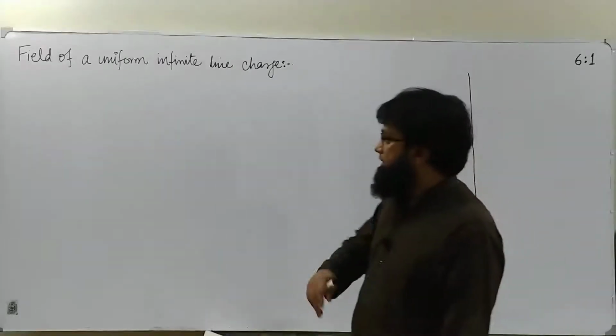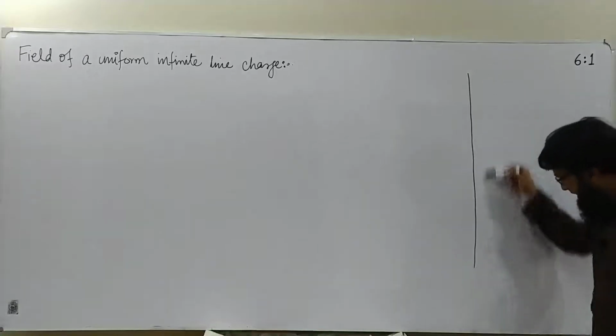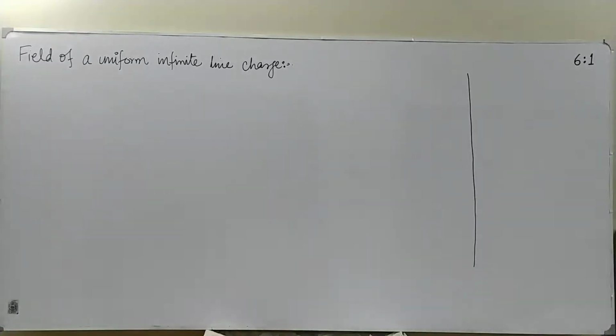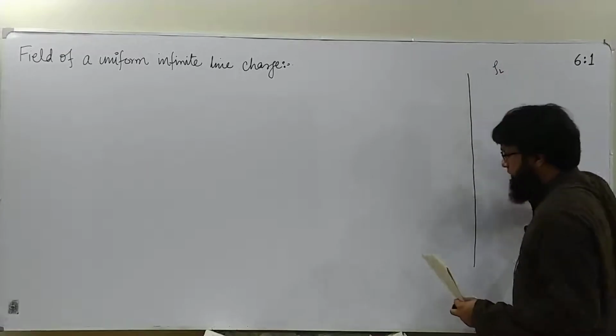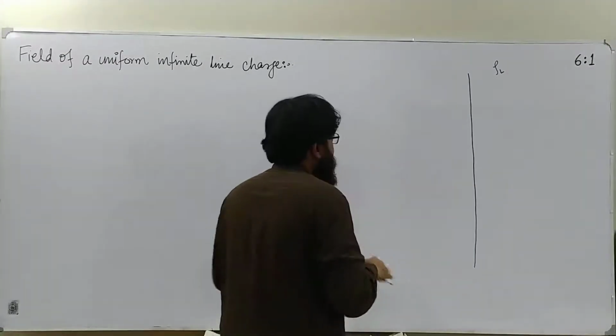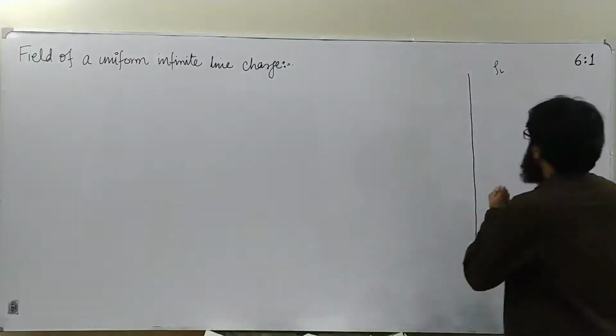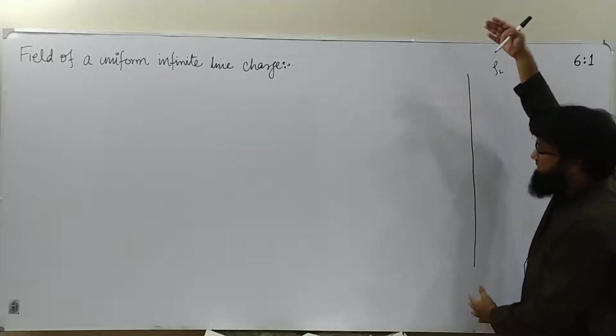All right, so let's continue. We were discussing the field of the uniform infinite line charge density. Let's say here we have that infinite line charge, which has the density rho L. We have decided to use the cylindrical coordinate system, so that's fine. How about we make this line charge the z-axis?